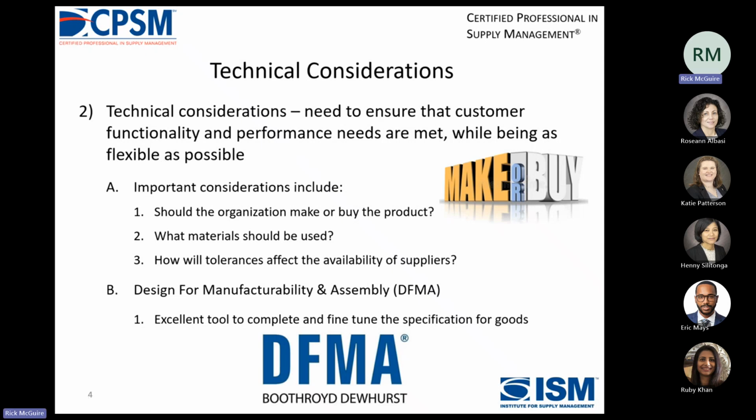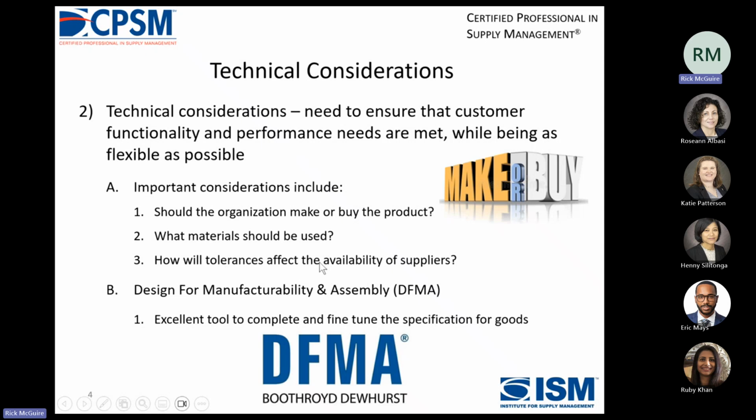So important considerations include, should the organization make or buy the product? Usually this is the manufacturing engineering's domain. They will do a study, a make or buy study. What materials should be used? So this is design engineering, and purchasing kind of working with the supply base to recommend other materials. Design engineering has got some expensive stuff in there that they don't really need.